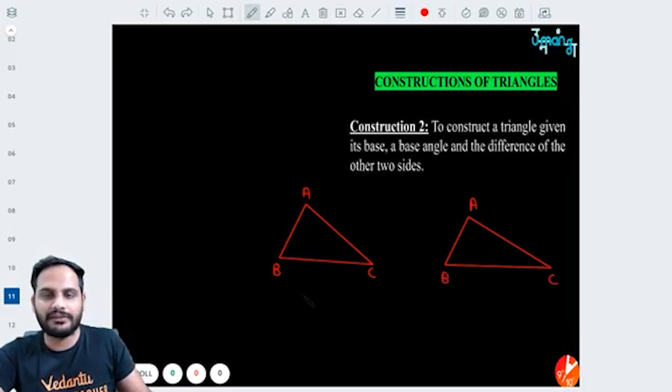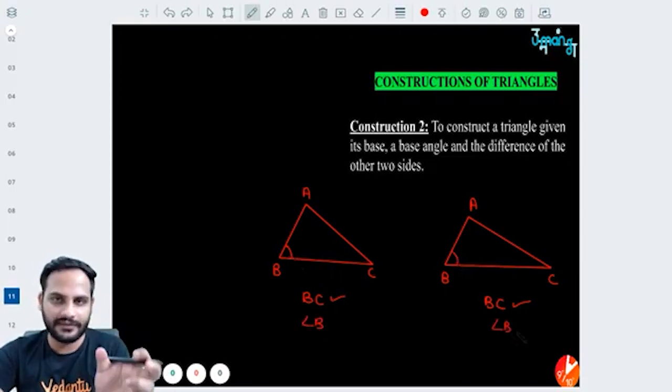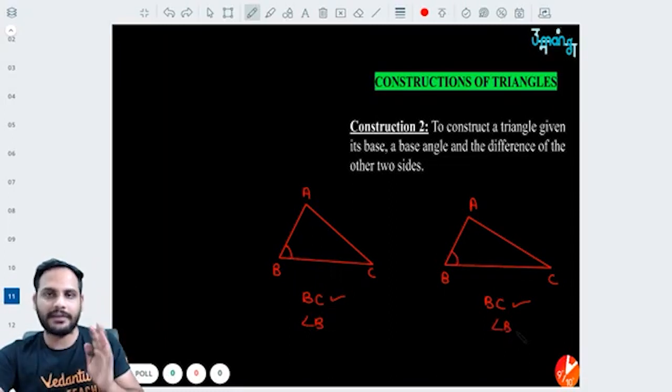First thing, BC is given in both. Base is given in both. Suppose angle B is given to you in both. So one side, the base, is given, and the base angle is given. Now the difference of the sides.